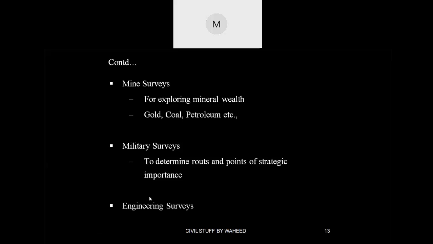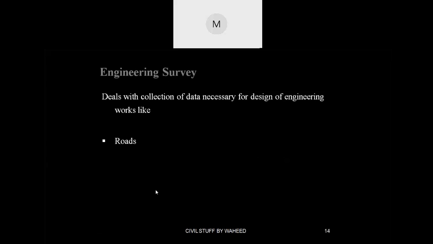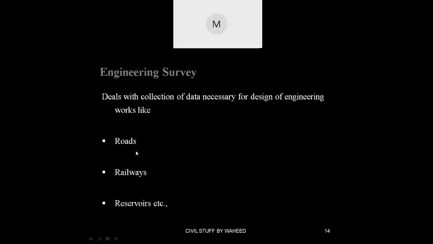Next, engineering surveys. Engineering surveys means what? Roads, railways and reservoirs. Now, in order to design a particular project, one should collect the data from the site itself. Okay, in that, a preliminary survey will be there, a detailed survey will be there. What is the purpose? For the construction of roads, railways, reservoirs. Directly they won't go for the construction of roads or railways or reservoirs. First they collect the preliminary data from there.